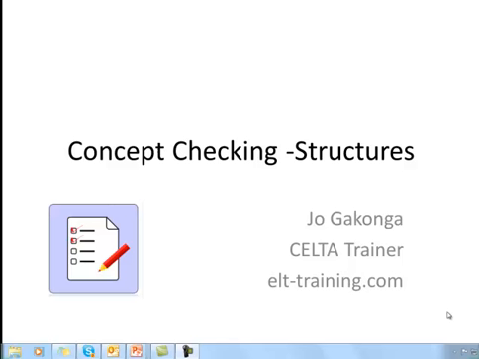Hi, I'm Jo Gakonga, and today we're going to be looking at concept checking number 2, and this is for structure. So we've looked at vocabulary, we're now going to extend that into grammatical structures.